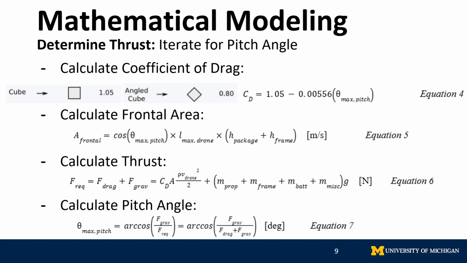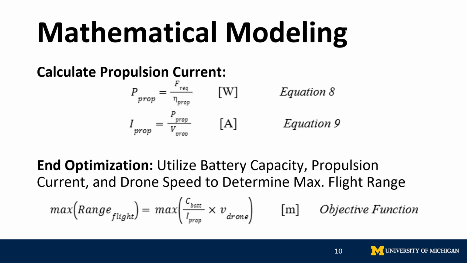Actual drone pitch is calculated utilizing equation 7, which is compared to the previous value. If these pitch angles are not equal, these calculations are repeated with the new angle until the previous and new pitch angles are equal. Leveraging the calculated thrust and the propulsion system's efficiency at the desired drone speed, power can be calculated as shown in equation 8. Power can be converted to current utilizing propulsion voltage, shown in equation 9. Finally, current battery capacity and drone speed can be used to calculate the maximum range of the drone, the objective function of the system. It is assumed that propulsion is the only load on the battery. Voltage differences between the battery and the motor are resolved by the propulsion system's electrical speed controller.